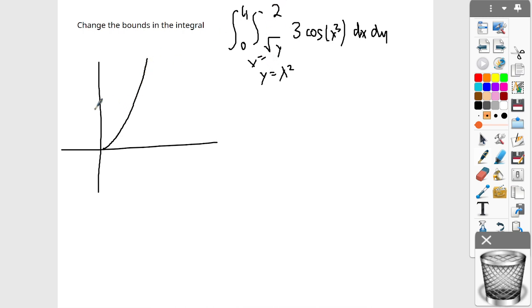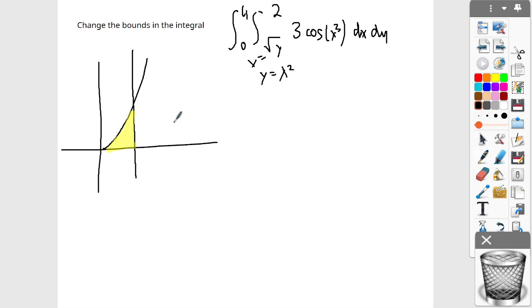X equals 2, which is something like this. Or no, it's not something like that. I'm sorry. It's something like this. I get so used to having x as left or right that I forgot that x equals 2 is a line where y can be free. But the x has to be a fixed number. So this is the region that we're talking about.